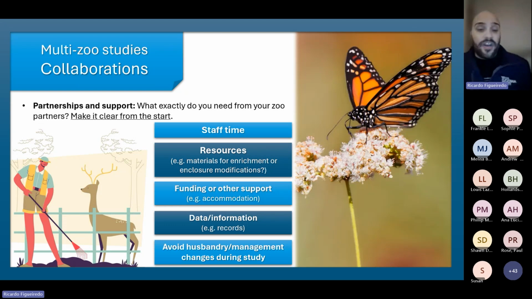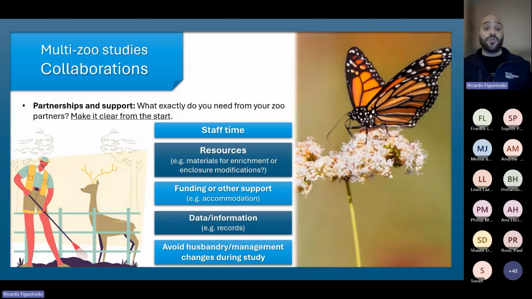And finally, whether you need to ask the zoo to avoid some husbandry or management changes during the study. So for example, if you are doing behavioral observations of red pandas at a zoo or a number of zoos for a few months, you want to ask the zoo whether that's a possibility, whether the zoo is expecting any changes. Are the red pandas that you want to study moving to another zoo after 2 months? Because if that's the case, you will interrupt your data collection and you'll have a bit of an issue there.